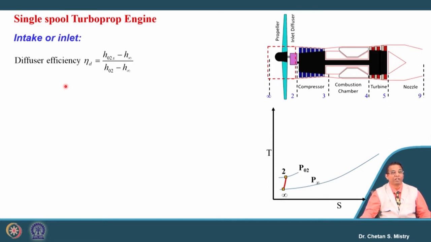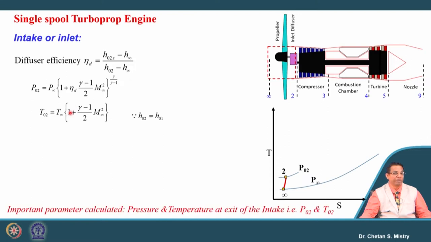For that, the diffuser efficiency we can write in terms of the isentropic enthalpy drop divided by the actual enthalpy drop. And here we can calculate the outlet total pressure and outlet total temperature from the diffuser. This is common for all the gas turbine cycles we were discussing. The intake is what is different here, and the efficiency we are discussing will be slightly lower compared to all the engines we have discussed up till now.